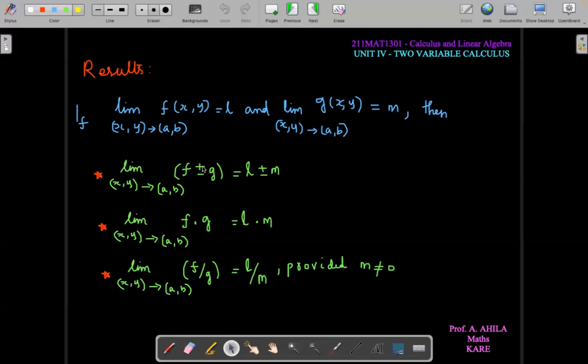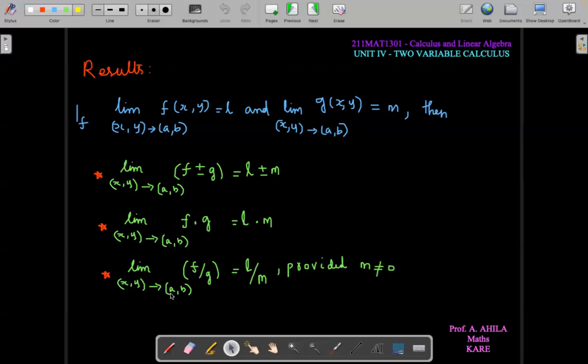Then for the sum or subtraction of the functions, that is f plus or minus g, we don't need to find the limit separately. If we know the limit of f and g as x comma y tends to a comma b, then directly we can substitute the limits instead of finding the limit of the particular f plus g or f minus g. So we can just add and subtract the limits of the particular functions. Similarly, limit of f into g can be written directly as L into m. You can expect 1 mark or 2 mark questions under this.